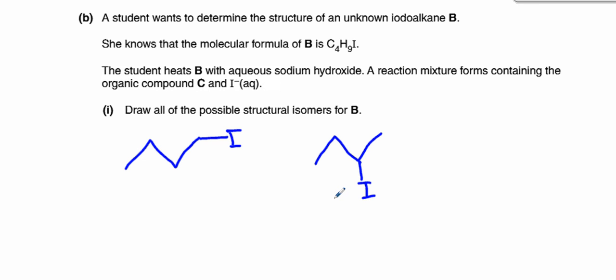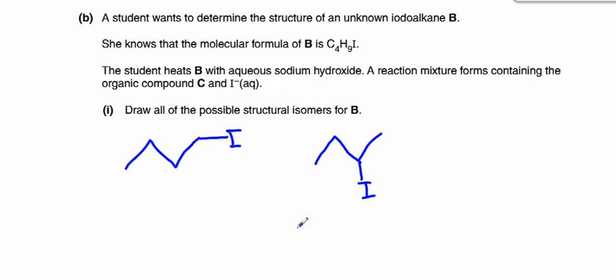I've got to have all possible structural isomers. This question, I can't see on the screen at the minute, this question is worth 4 marks, which suggests that there'll be 4 isomers. With all the possible isomers, it will be 1 mark for each. So that number of marks can often suggest to you how many isomers you need to be drawing.